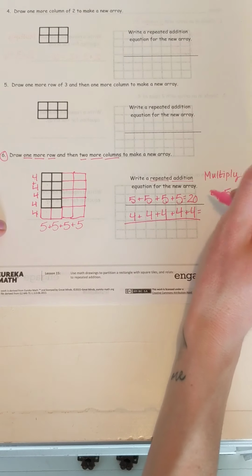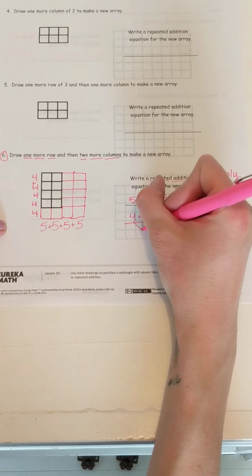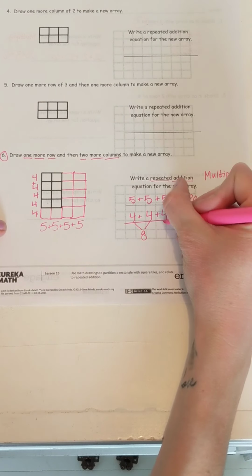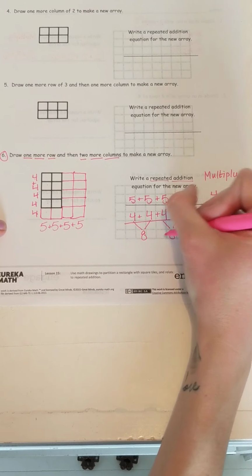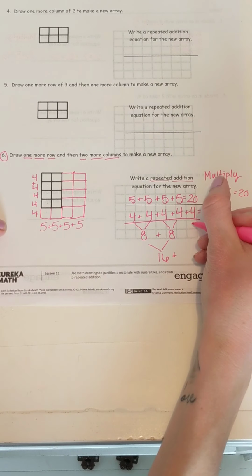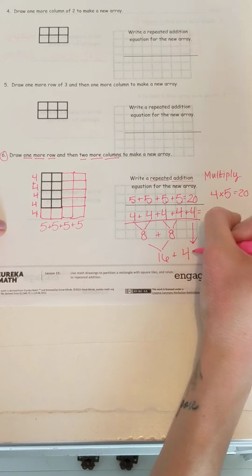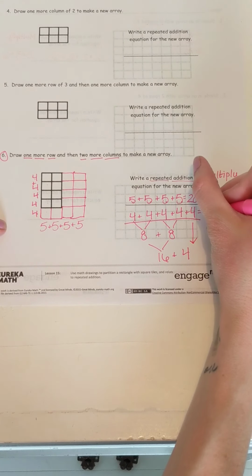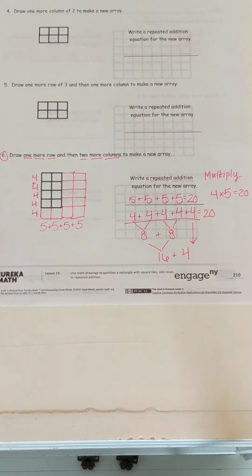And 5 4s is also 20, because I have 4 and 4 make 8. 4 and 4 make 8. That makes 16. Plus, I bring down my 4 more. And all together, I have 20.